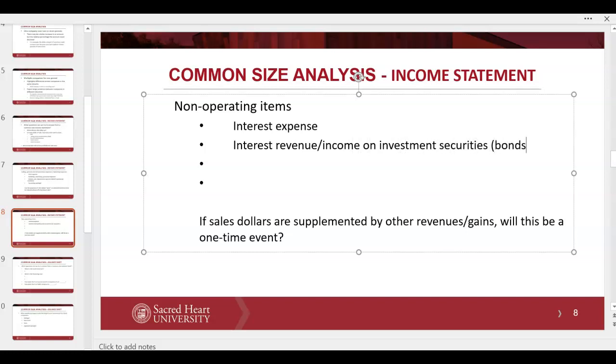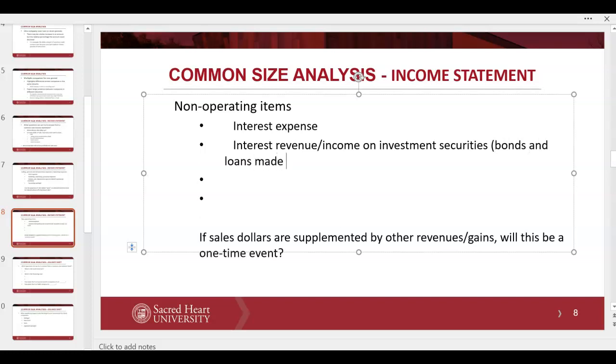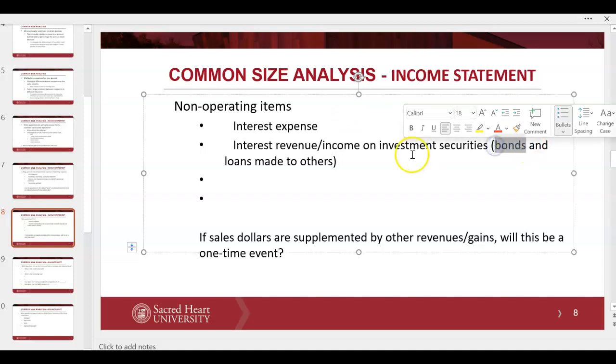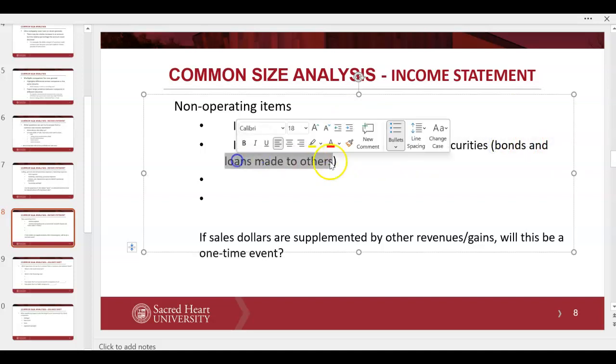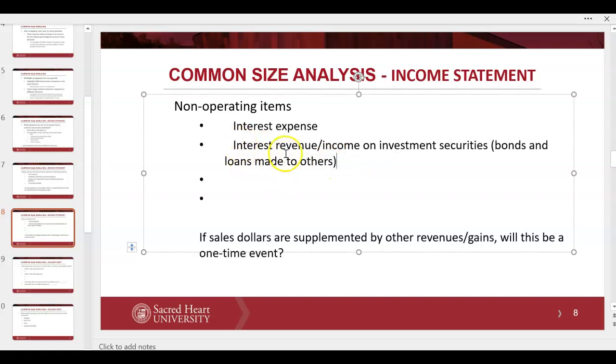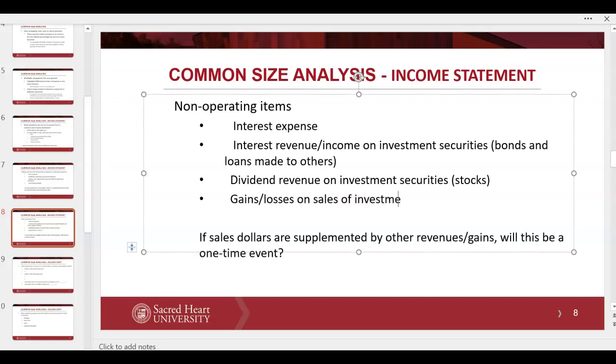And these investment securities are bonds and loans made to others. So we are not borrowing, we are not the issuer of the bonds, we are the lender. And when we're lending money to others, we are issuing that note receivable. We're going to earn interest revenue. Dividend revenue on investment securities. These types of investment securities are when we buy stocks of other companies, and then gains and losses on sales of long-term assets, investment securities, buildings, and equipment primarily, but not limited to these items.